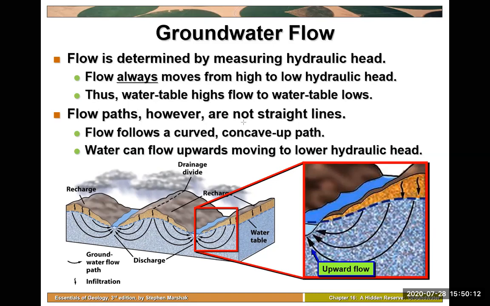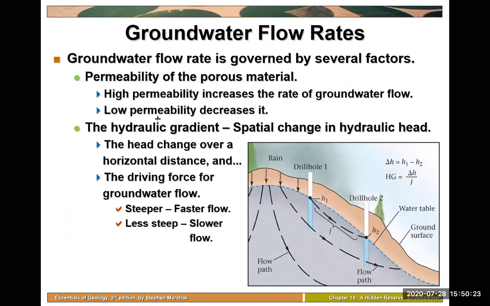Water always moves from high to low hydraulic head, and basically water table highs flow to water table lows. That's part of the facts from Darcy's law, which also shows that permeability is a factor. Some rocks have high permeability, some rocks have low permeability. That is going to change the direction of the flow, but there are formulas that you can consider here.